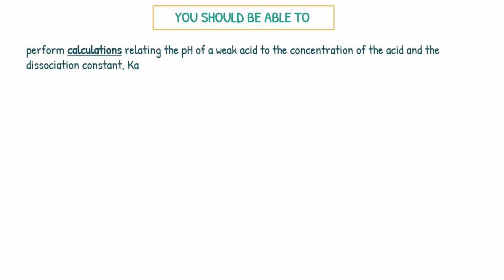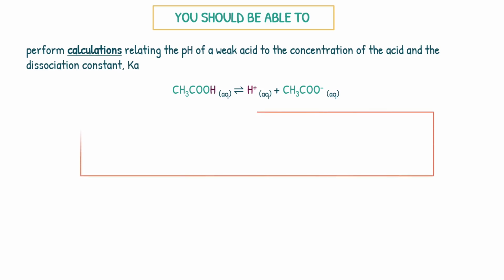Okay, so the next thing you need to be able to do is to perform calculations relating the pH of a weak acid to the concentration of the acid and the dissociation constant Ka. So going back to our really simple ethanoic acid example, I'm going to chuck that equation on the screen again for you.